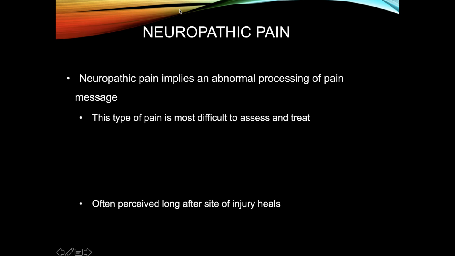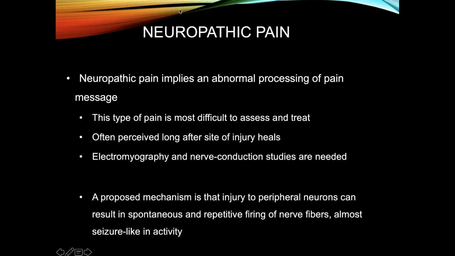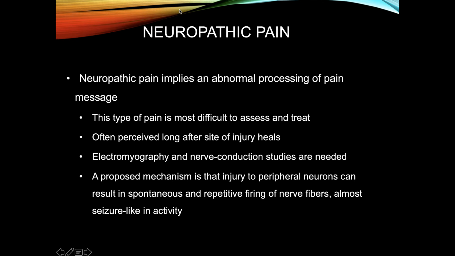Neuropathic pain, on the other hand, is an abnormal processing of pain. This type of pain is very difficult to assess and even harder to treat. It's perceived long after the site of an injury heals. Electromyography and nerve conduction studies are done, but they still don't give any type of definitive answer in a lot of cases. A proposed mechanism is that the injury to the peripheral neurons actually results in a spontaneous and repetitive firing of those nerve fibers, so almost like a seizure activity in the nerves.